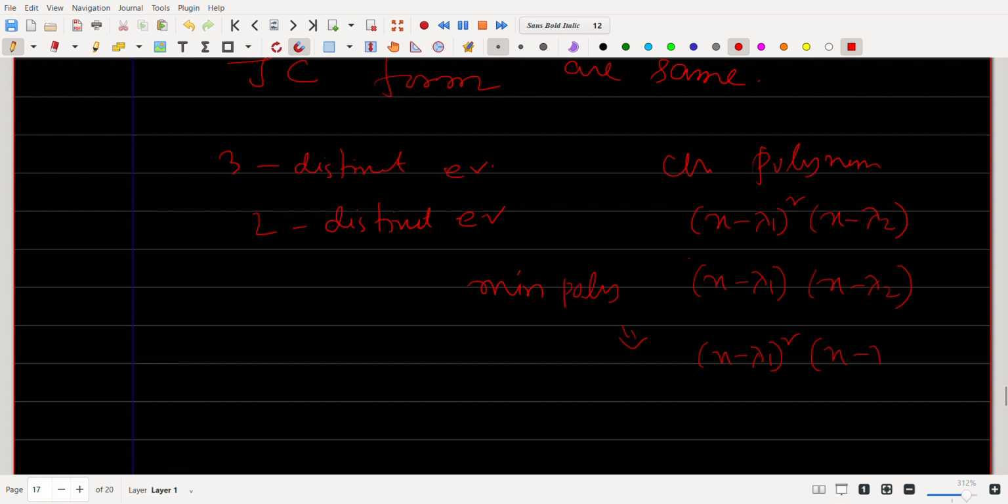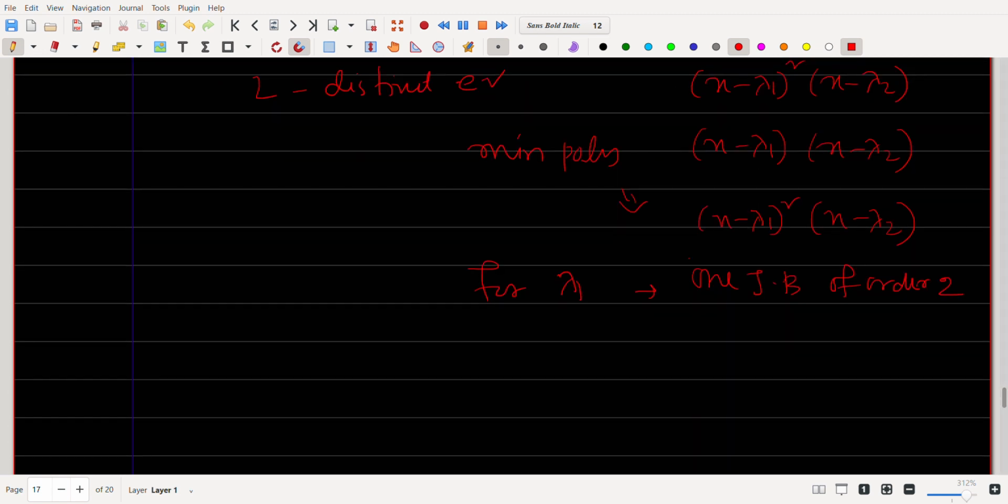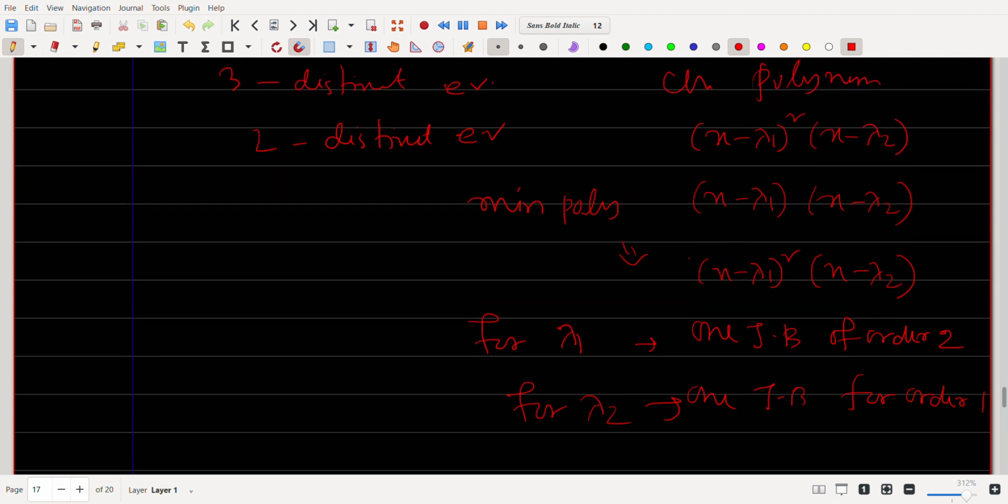so both are similar. If the minimal polynomial is (x - λ1)² times (x - λ2), that means for λ1 it has one Jordan block of order 2 from the minimal polynomial, and one Jordan block of order 1 for λ2. That means it is specific from the minimal polynomial itself what the Jordan blocks will be. So if their minimal polynomial is the same, their Jordan blocks have to be the same.